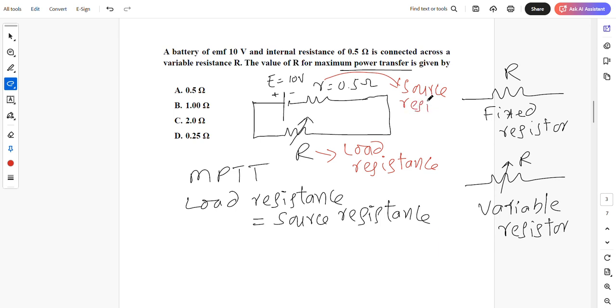So maximum power is dissipated in the circuit when capital R is equal to small r, that is equal to 0.5 ohm. 0.5 ohm is the right answer. Hope you understood this concept. This is called the maximum power transfer theorem.